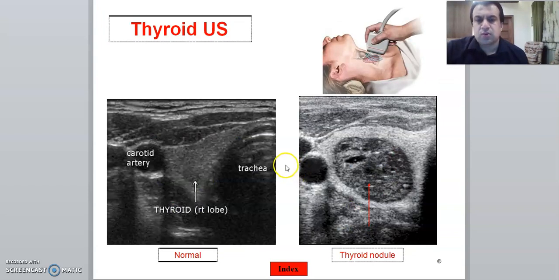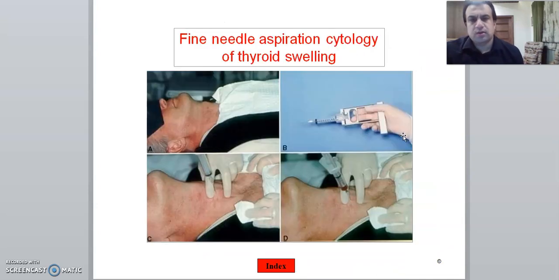Next one is the ultrasound. You can see the thyroid right lobe. This is the trachea. This is a nodular thing, and this is the carotid artery. So you can just get an idea that the thyroid right lobe is there and pushing the trachea to one side, and these are the different nodules in the thyroid. So it's a case of multinodular goiter.